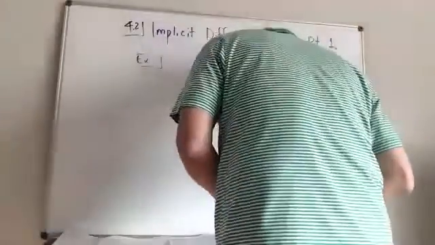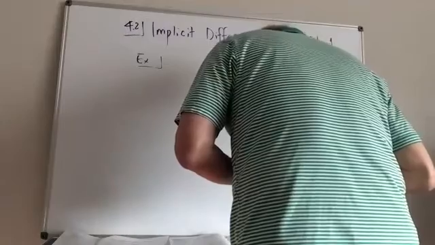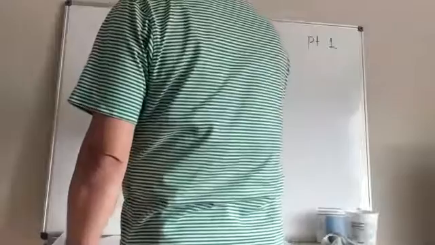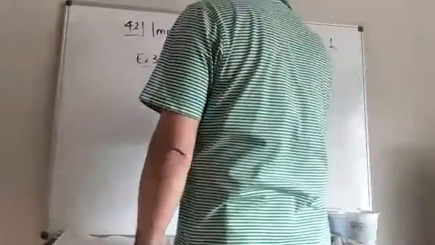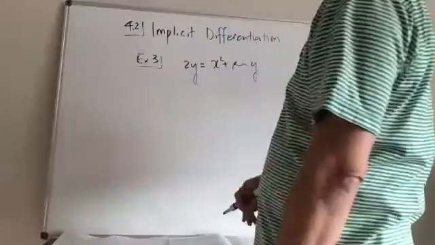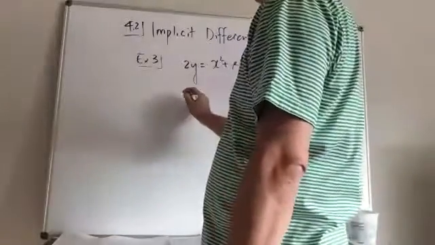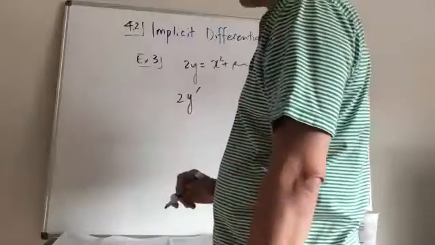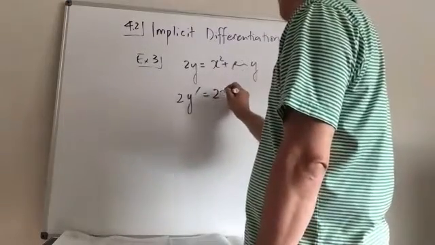Okay, so example number 3 is, show that the slope dy/dx is defined at every point in the graph of that. So I have 2y is equal to x squared plus sine y. So I think to take the derivative here, I'm going to get what? 2y prime, right? Over here I get 2x.